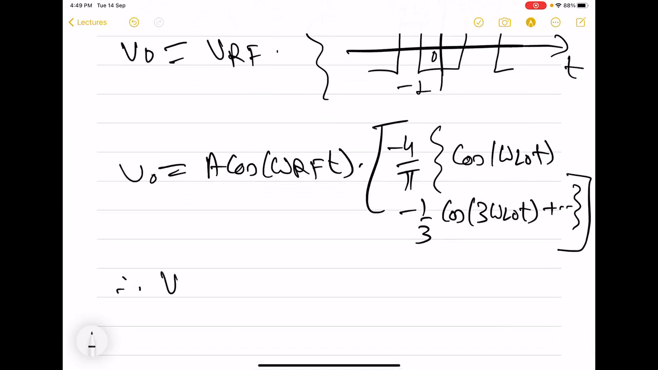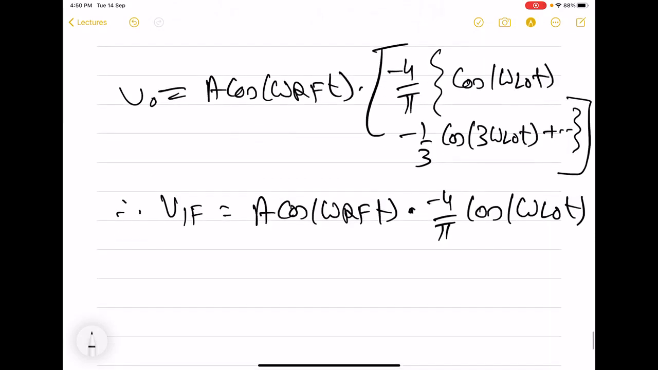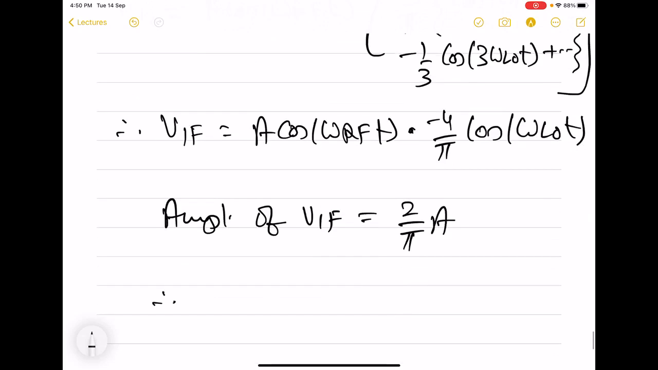Therefore IF is A cos omega RF t into minus 4 by pi cos omega LO t. So in this case, amplitude of IF is going to be 2 by pi A. Therefore, the conversion gain is going to be 2 by pi, which is 2 times that of the single balanced case.